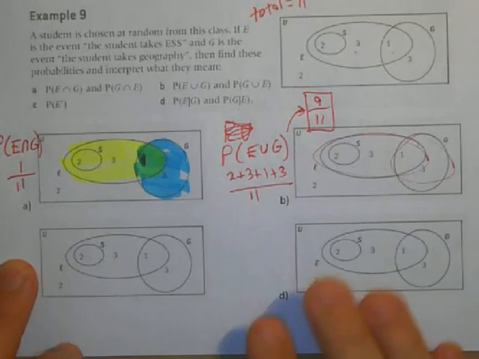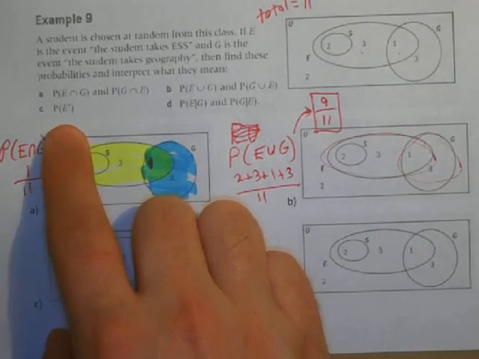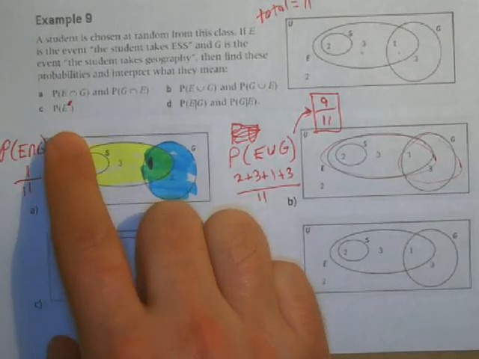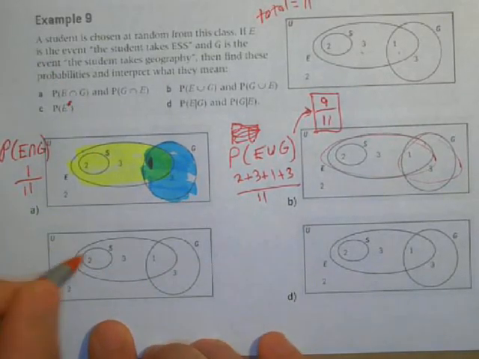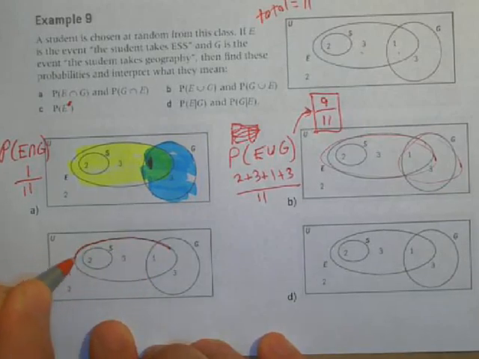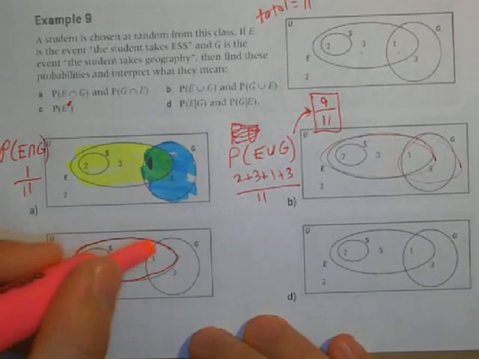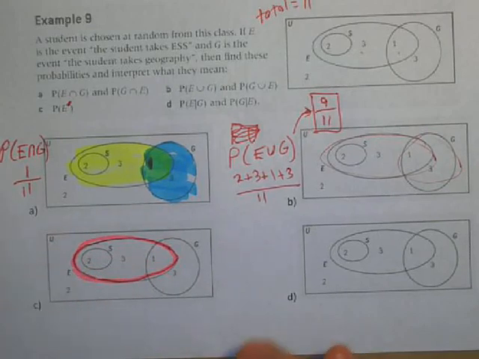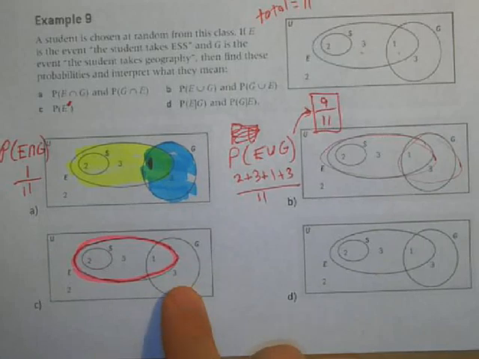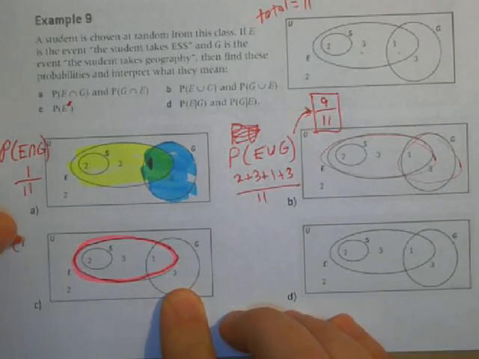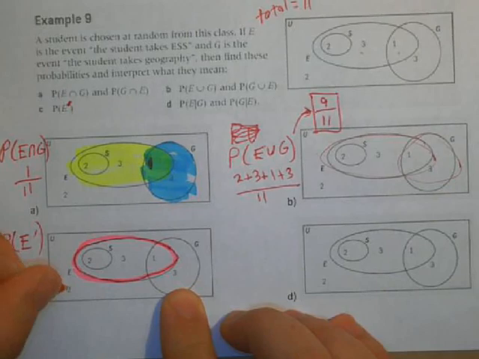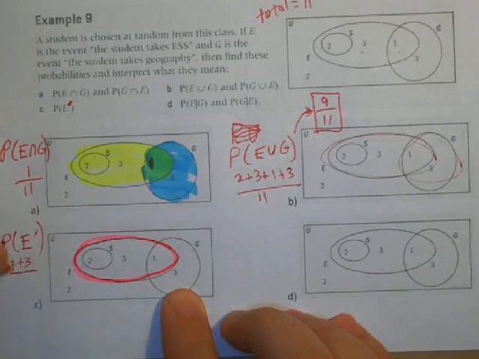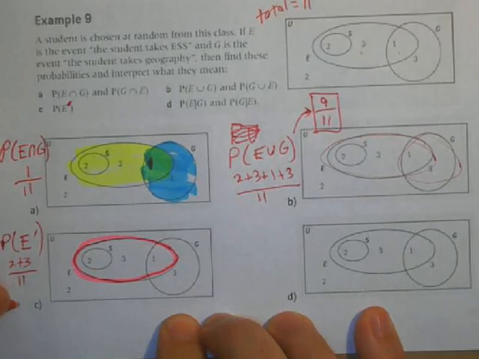Now question C says E prime. That means not inside E. If we look at circle E, and we're not inside circle E, then basically everything outside of the circle, right? Everything outside of the circle is the 2 and the 3. So the probability of E prime is equal to the 2 plus 3 over our total, which is 11. So this answer is equal to 5 over 11.